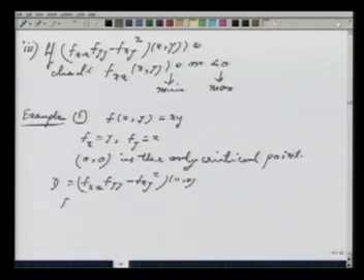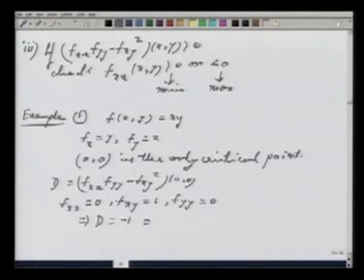So I need to calculate what is fxx. Fxx turns out to be 0 because fx is a function of y only. What is fxy? fxy turns out to be 1. And what is fyy? Because fy is a function of x only, fyy is 0. This implies D is equal to minus 1. So this implies in this case 0, 0 is a saddle point.